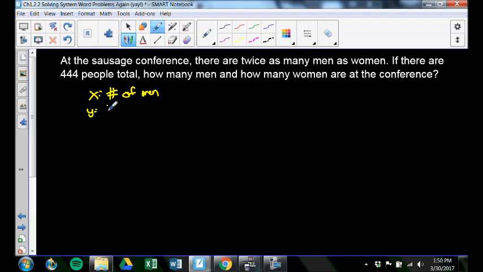Try and set up equations, please. Pause and set up equations. And you're wrong. Probably. I don't actually know that. Most of you probably wrote this. You wrote that because there's twice as many men as women. And so you figured 2x equals y because there's twice as many men as women. But I'm going to show you that it's actually this.